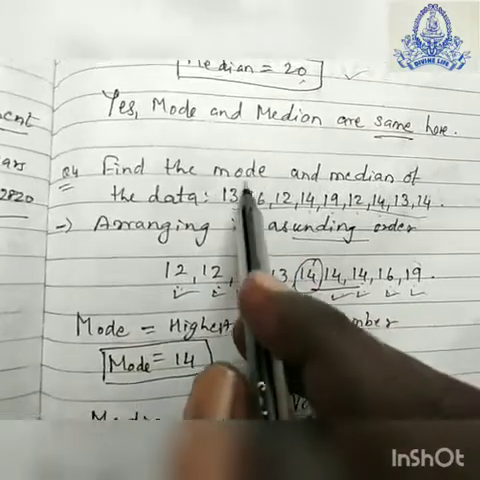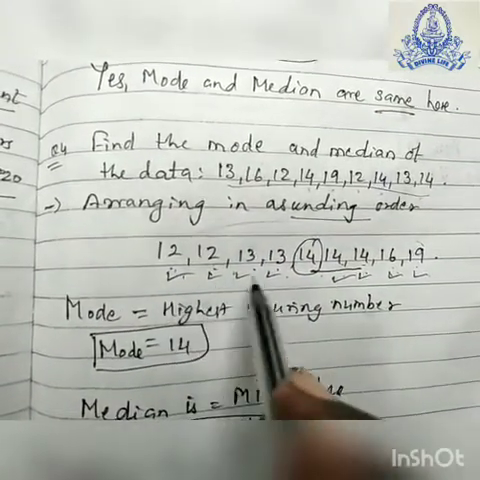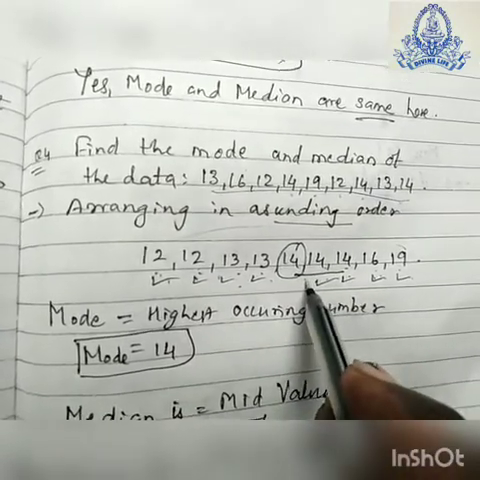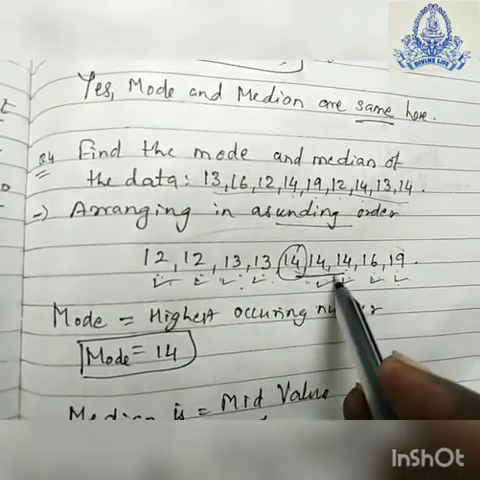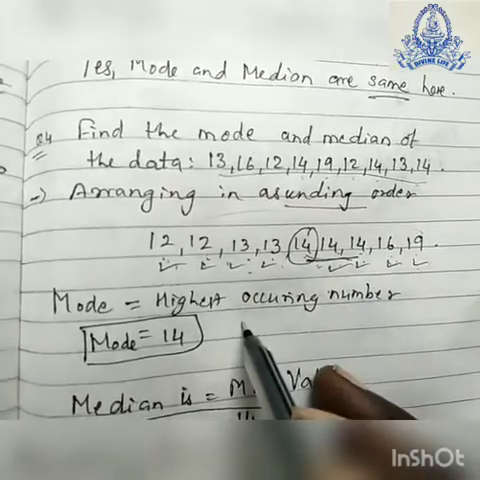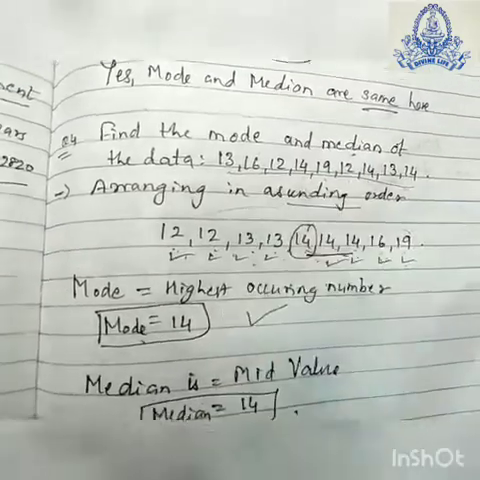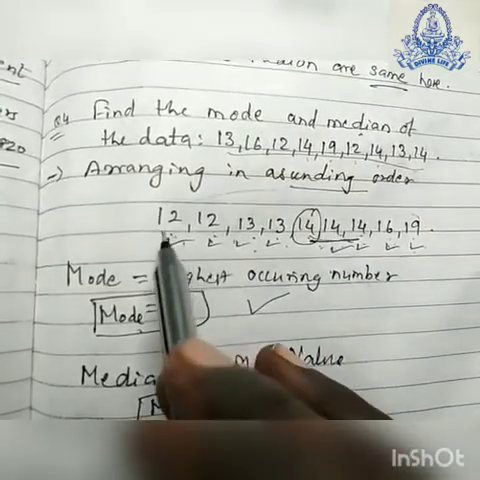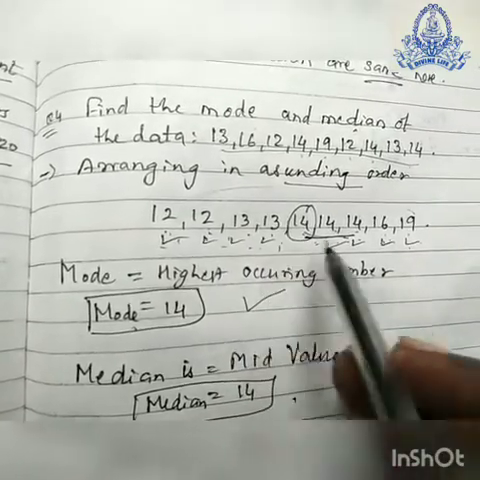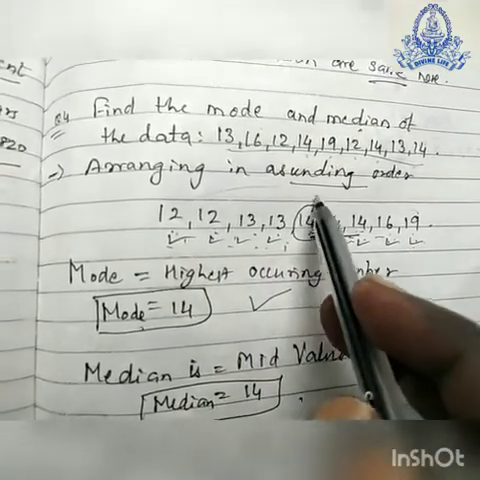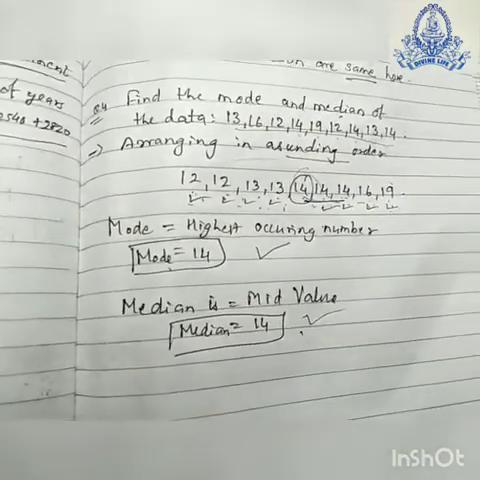First find the mode. Mode is the highest occurring number. 12 occurs 2 times, 13 occurs 2 times, 14 occurs 3 times, 16 and 19 occur 1 time. The maximum occurring number is 14, so the mode of this data is 14. Next is median, the mid value. The total number is 9, so we count 1, 2, 3, 4 from each side, and the middle value we get is 14. So median is also 14 here.